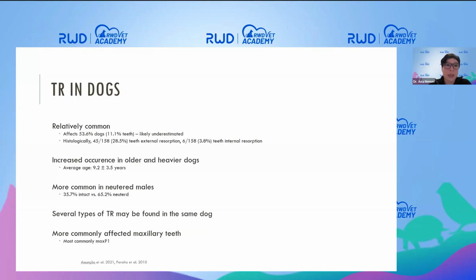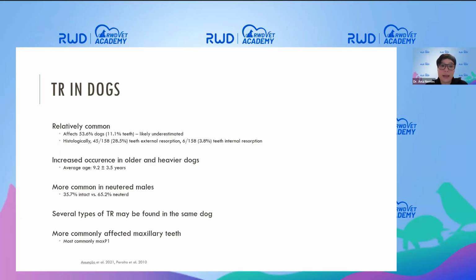for these patients. Tooth resorption in dogs, as per these 2 studies, is actually relatively common. We said that tooth resorption affects 30 to 70% of domestic cats. If we look at dogs, it's half of the dogs that are affected as well. And it's probably still underestimated because of the limitations that we have with dental radiography.